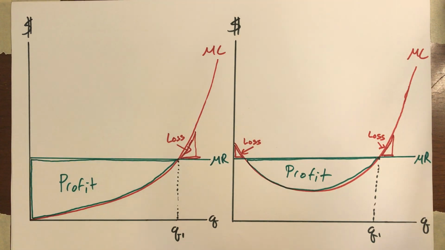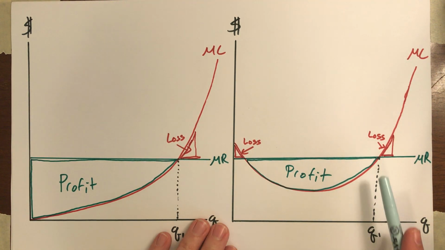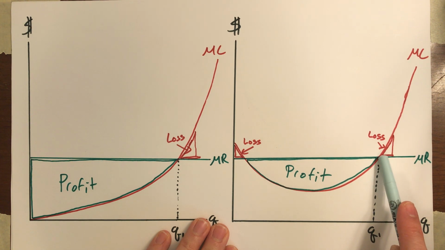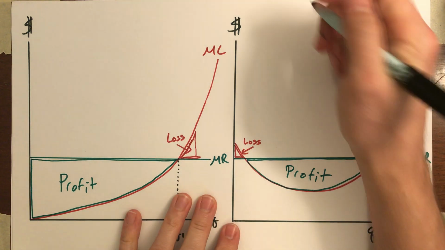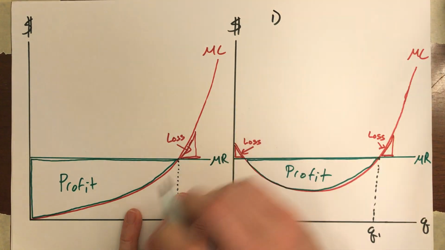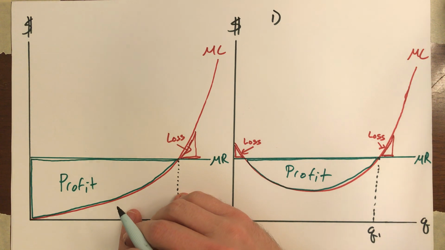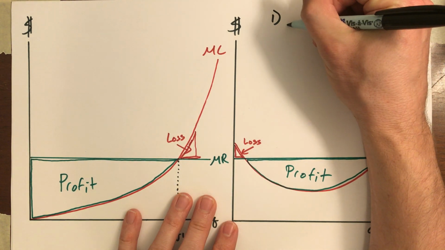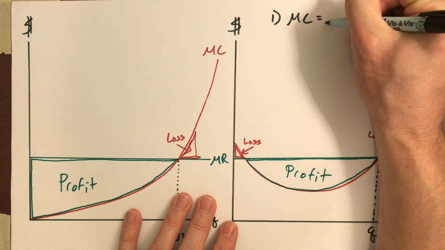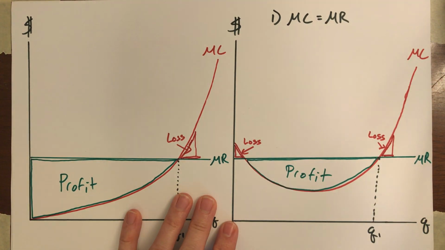So you'd be making losses again. So clearly, you want to produce at this point here, okay? So the rule is, there's actually two rules for maximizing profit. First rule, which if you're taking a calculus class, we would call your first order condition, is that marginal cost must be equal to marginal revenue.